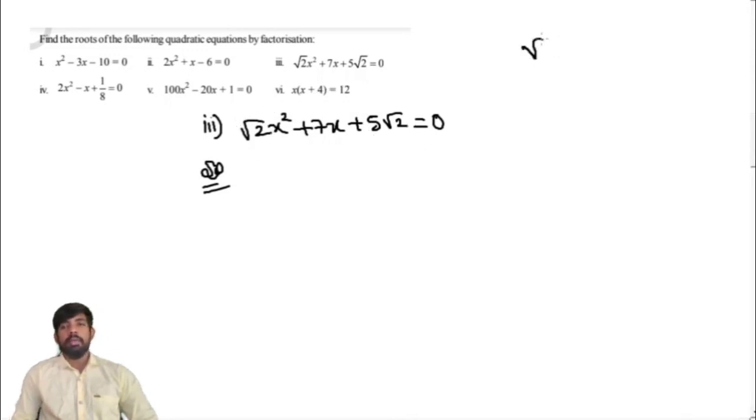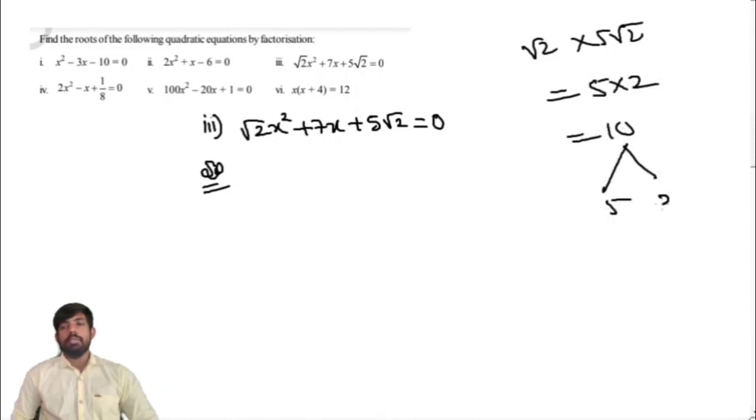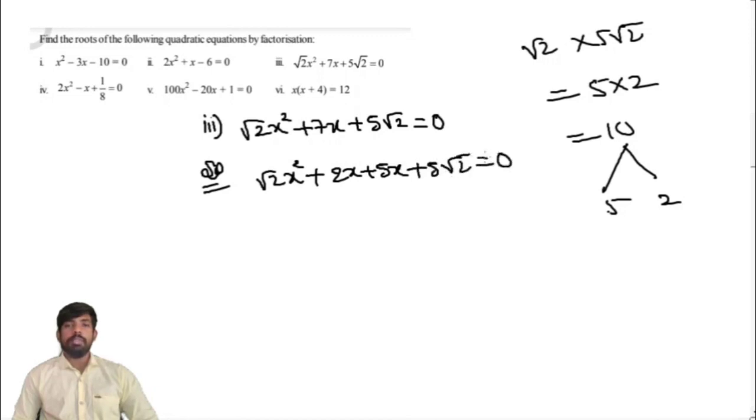If I multiply root 2 into 5 root 2, what will you get? Root 2 into root 2 is 2, and 5 twos are 10. Therefore 10 here. 10 can be written as 5 twos are 10, right? 5 plus 2 is how much? 5 plus 2 is 7, you are getting, right? So I am using this number. Root 2 x square plus 2x plus 5x is 7x, right? Plus 5 root 2 equals to 0.